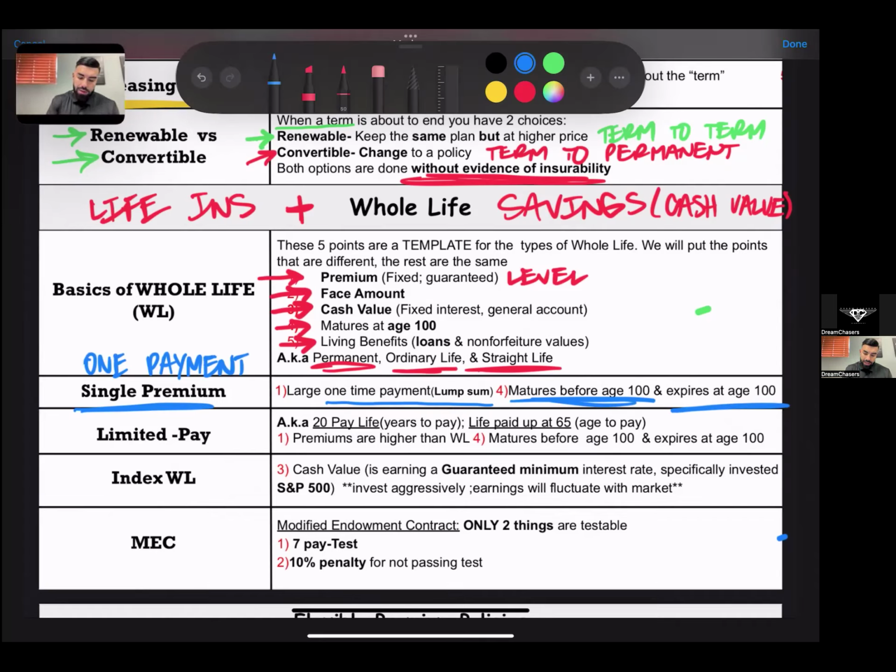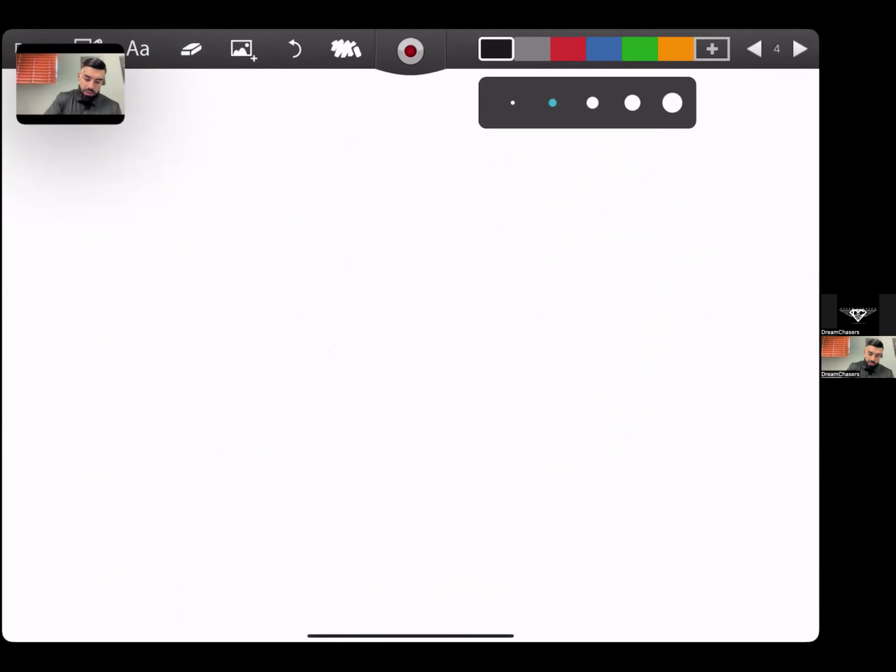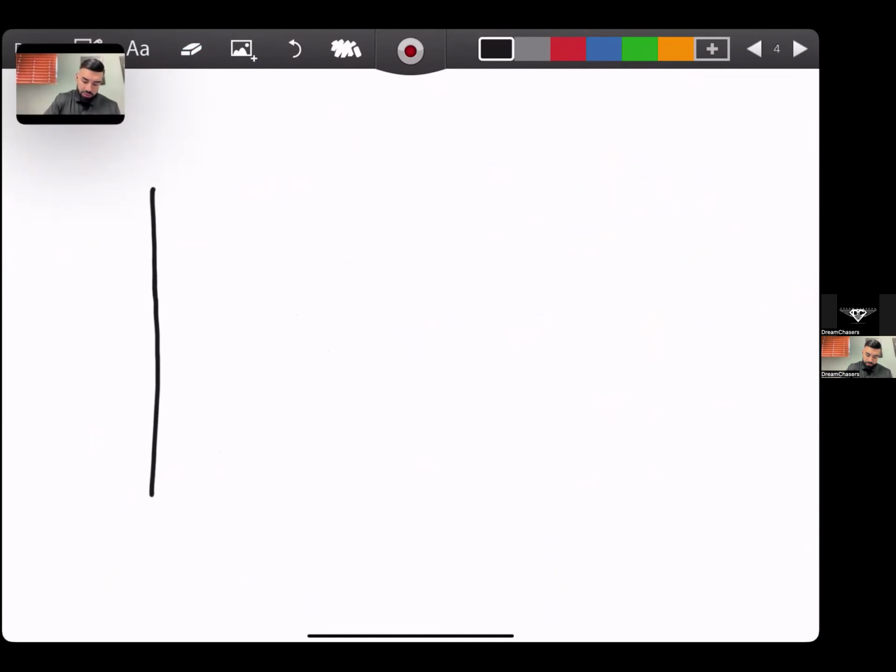Now, the next type of policy is what is known as a limited pay policy. Limited pay, just think of it as you're going to pay for it for a limited time. So you're going to make payments on it for a limited time. An example of this would be a 20 pay life or life paid up at 65. Now, let me give you guys an example of a limited pay whole life policy.